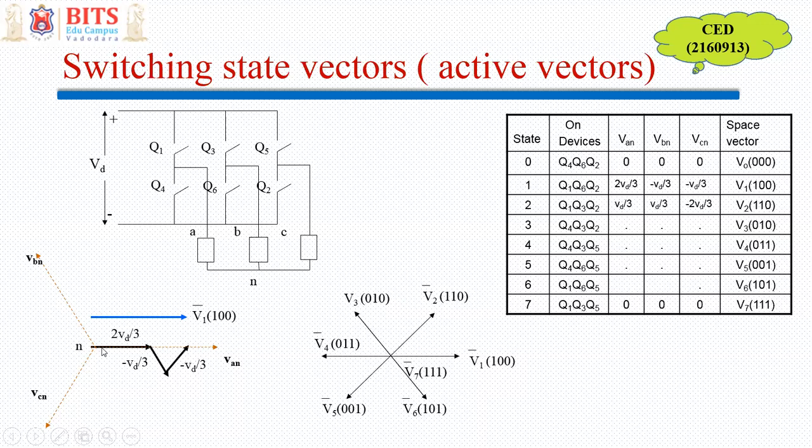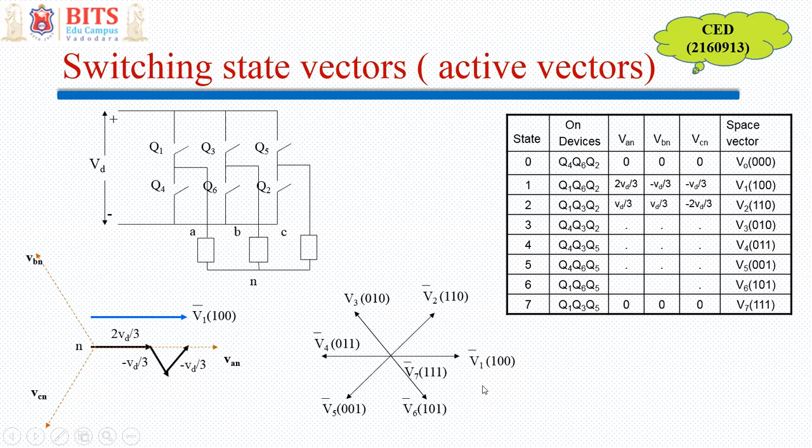So if I find the resultant of these three, this is 2 VD by 3, there is A phase, this is B phase, and this is C phase. So I get a resultant vector known as V1, which is known as a switching state vector with the switch position 1, 0, 0, right? 1 means when the top leg is on, and 0 means the bottom leg is on, right? So first leg, second leg, third leg. So this is the switching voltage vector, the resultant voltage vector generated because of the switching of 1, 0, 0.